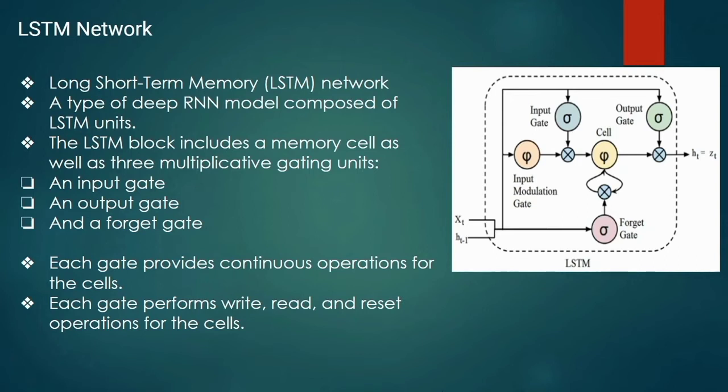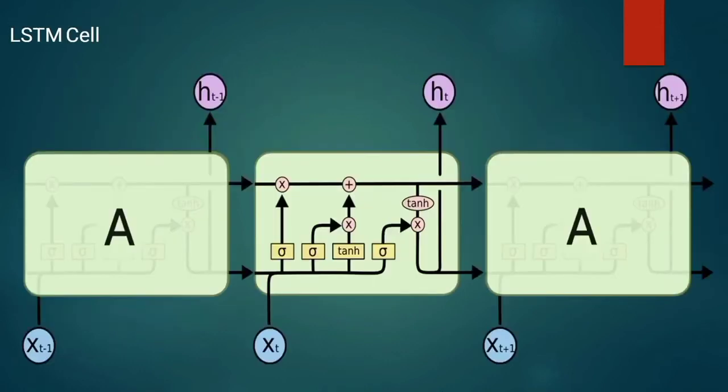There are recurrent connections between the cells, and each gate provides continuous operations for the cells. The cell is responsible for conveying state values over arbitrary time intervals, and each gate performs write, read, and reset operations for the cells. A typical LSTM network is composed of different memory blocks called cells that we can see as rectangles on the screen. There are two states that are being transferred to the next cell, the cell state and the hidden state.